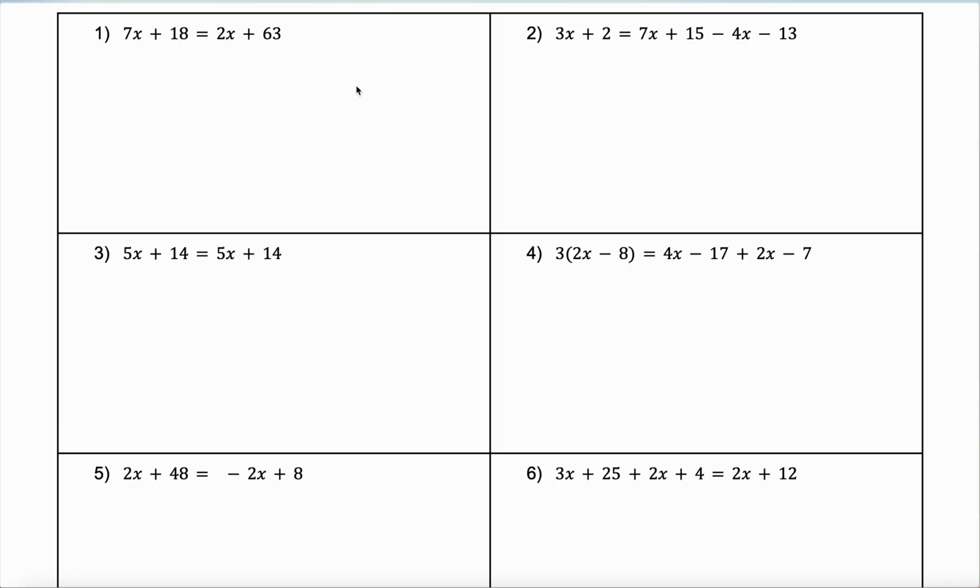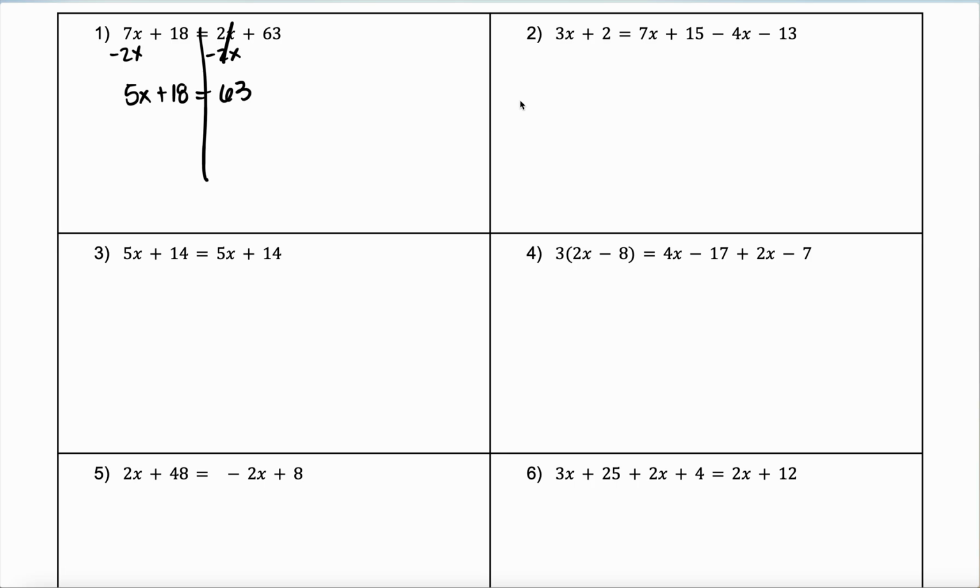So if we're looking at number 1, I'm just going to start off by drawing a line right down my equation at my equal sign. And this has variables on both sides. I have x's on both sides of my equal sign. So I'm going to start off by subtracting my smaller of the 2 numbers. So I'm going to subtract 2x from both sides. That leaves me with 5x plus 18 is equal to 63.